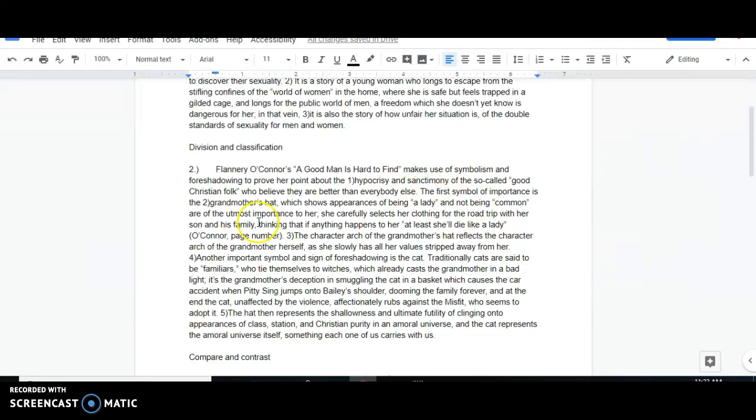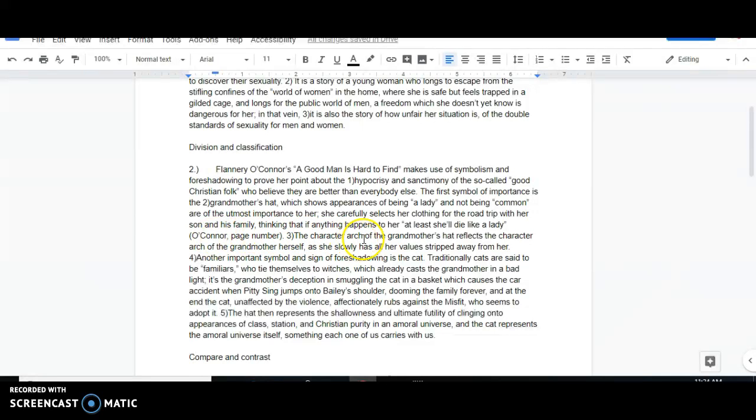The first symbol of importance is the grandmother's hat, which shows appearances of being a lady and not being common are of the utmost importance to her. She carefully selects her clothing for the road trip with her son and his family, thinking that if anything happens to her, at least she'll die like a lady. There, with a quote, you would have her last name and the page number.